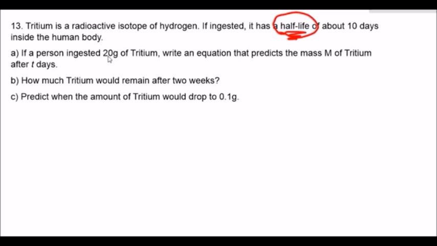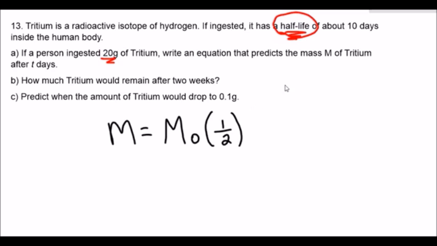And we're told that if a person ingests 20 grams of tritium, we need to write an equation that predicts the mass after t days. So here's what we know. We know that the mass can be calculated by, and again, we're setting this up like every half-life equation, or like every exponential equation, just adapted for half-life. So we need to know the original mass that was ingested, and then the growth rate, in this case, is actually a decay rate, and it's a half-life, so only half of it will remain.